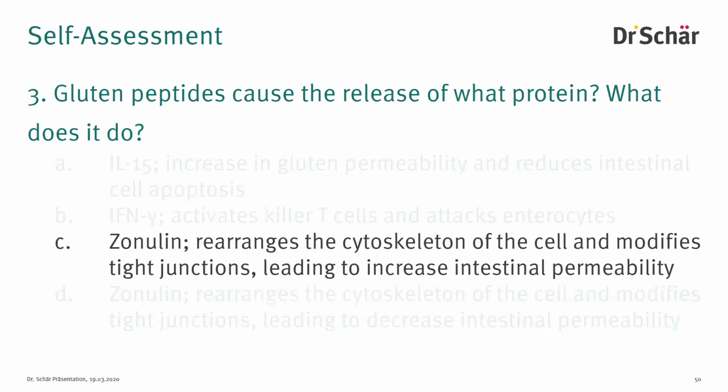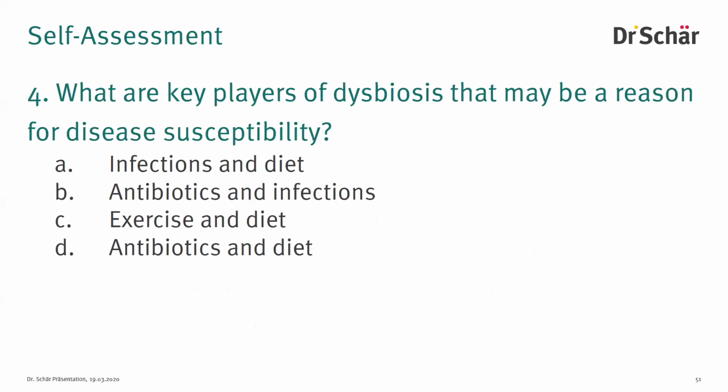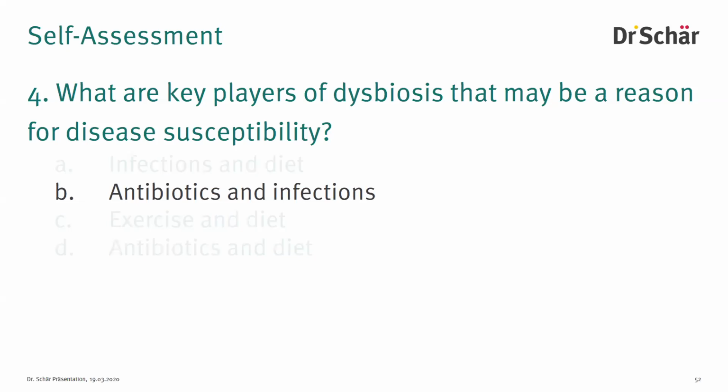Okay, last one. What are the key players of dysbiosis that may be a reason for disease susceptibility? All right, good. Most of you got this one. The correct answer is B. The key players of dysbiosis are antibiotics and infections. Early age infections and infants' antibiotic intake have been shown to be a cause of dysbiosis and alterations in lymphocyte subpopulations that can be associated with disease activity.